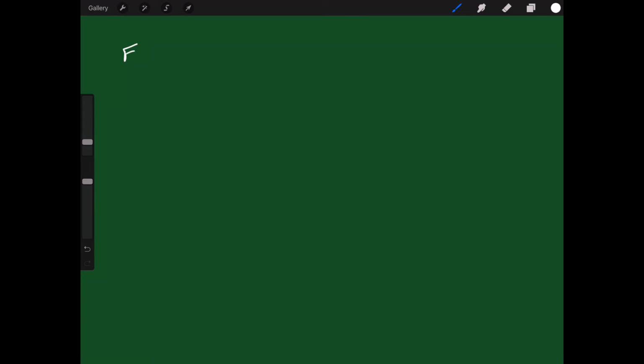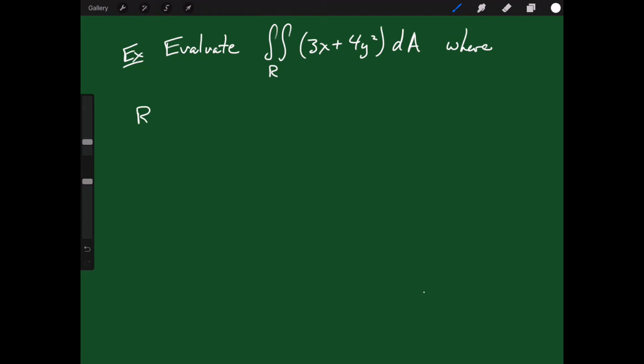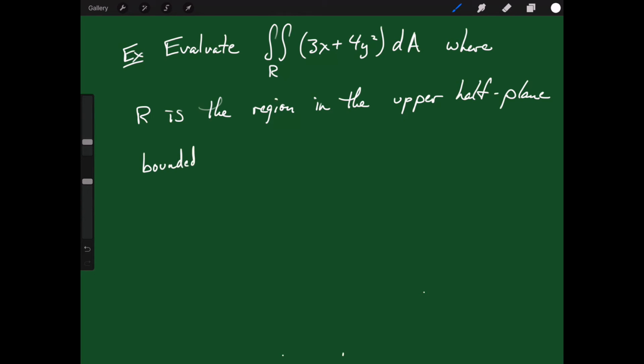Okay, so an example. Let's evaluate the double integral over the region R of 3x plus 4y squared dA, where R is the region in the upper half plane bounded by circles x squared plus y squared equals 1 and x squared plus y squared is equal to 4.